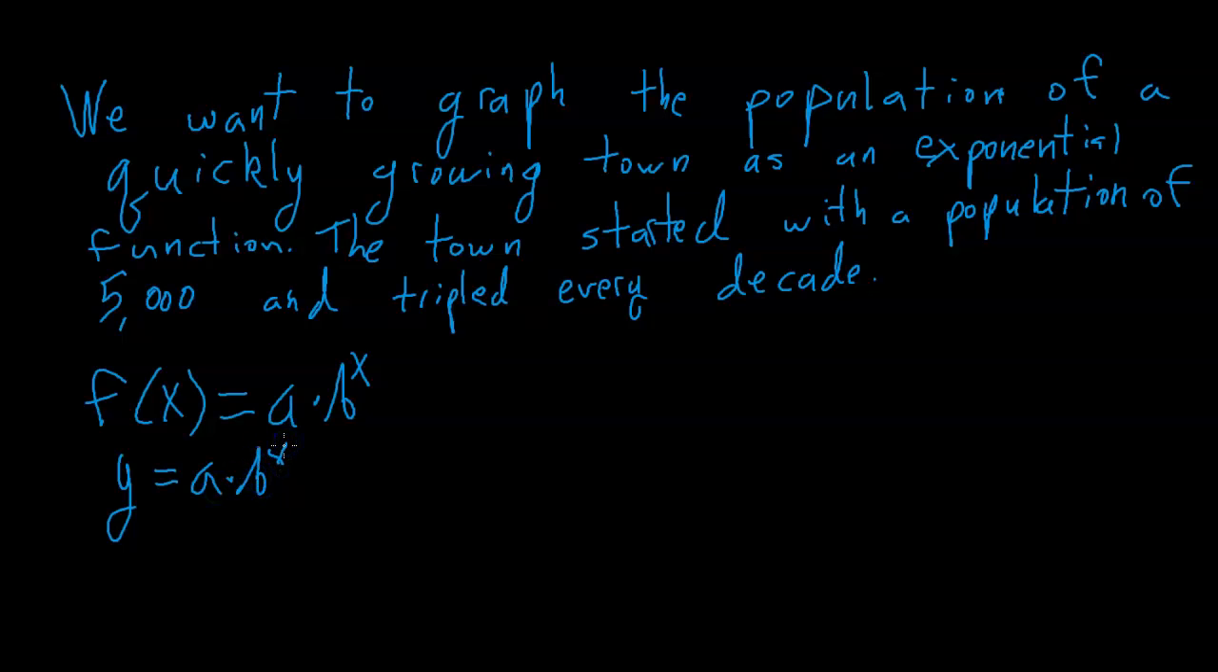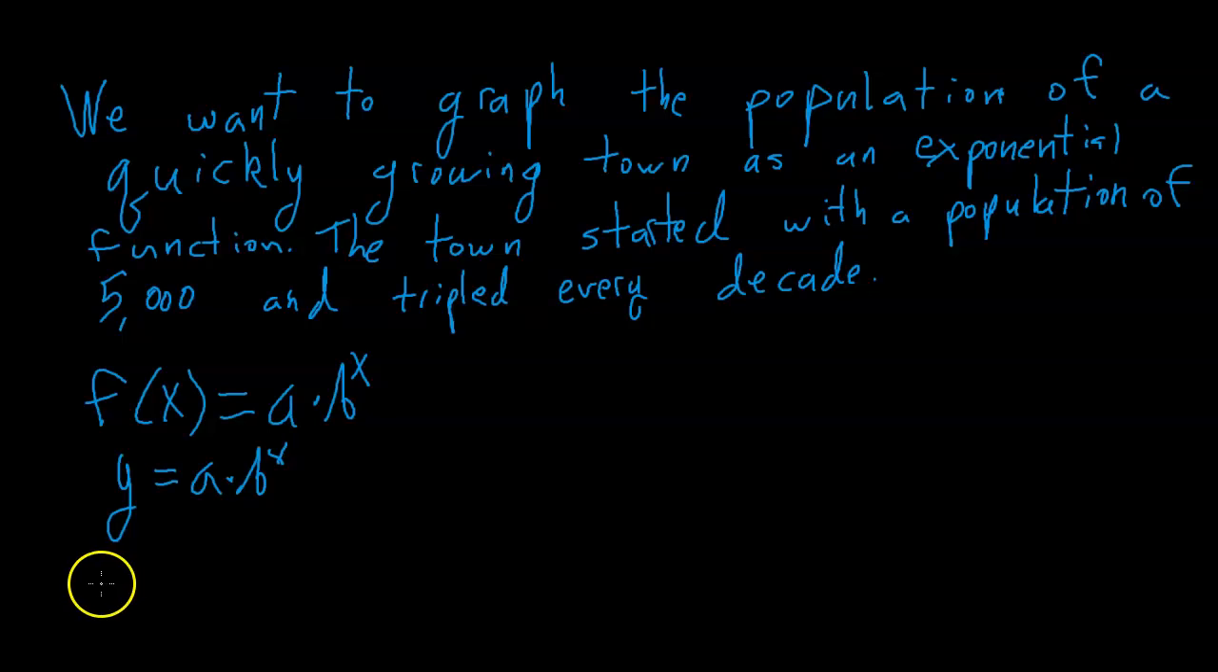And let's also remember the flexibility of our notation, right? Since the value of this function is the population of the town, and the input is decades, we know it triples every decade, so the input is going to be the decade and the output is going to be the population of the town after that decade.